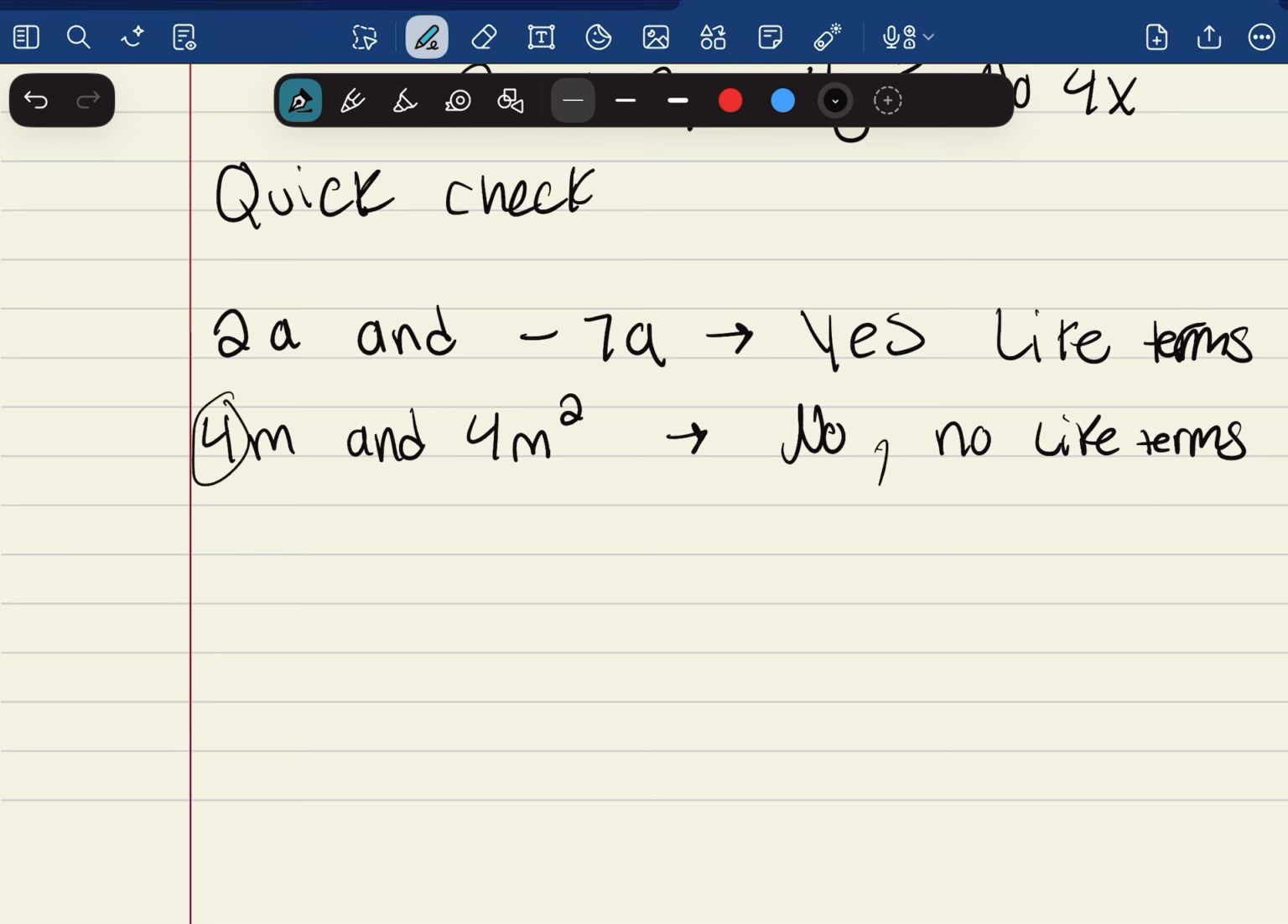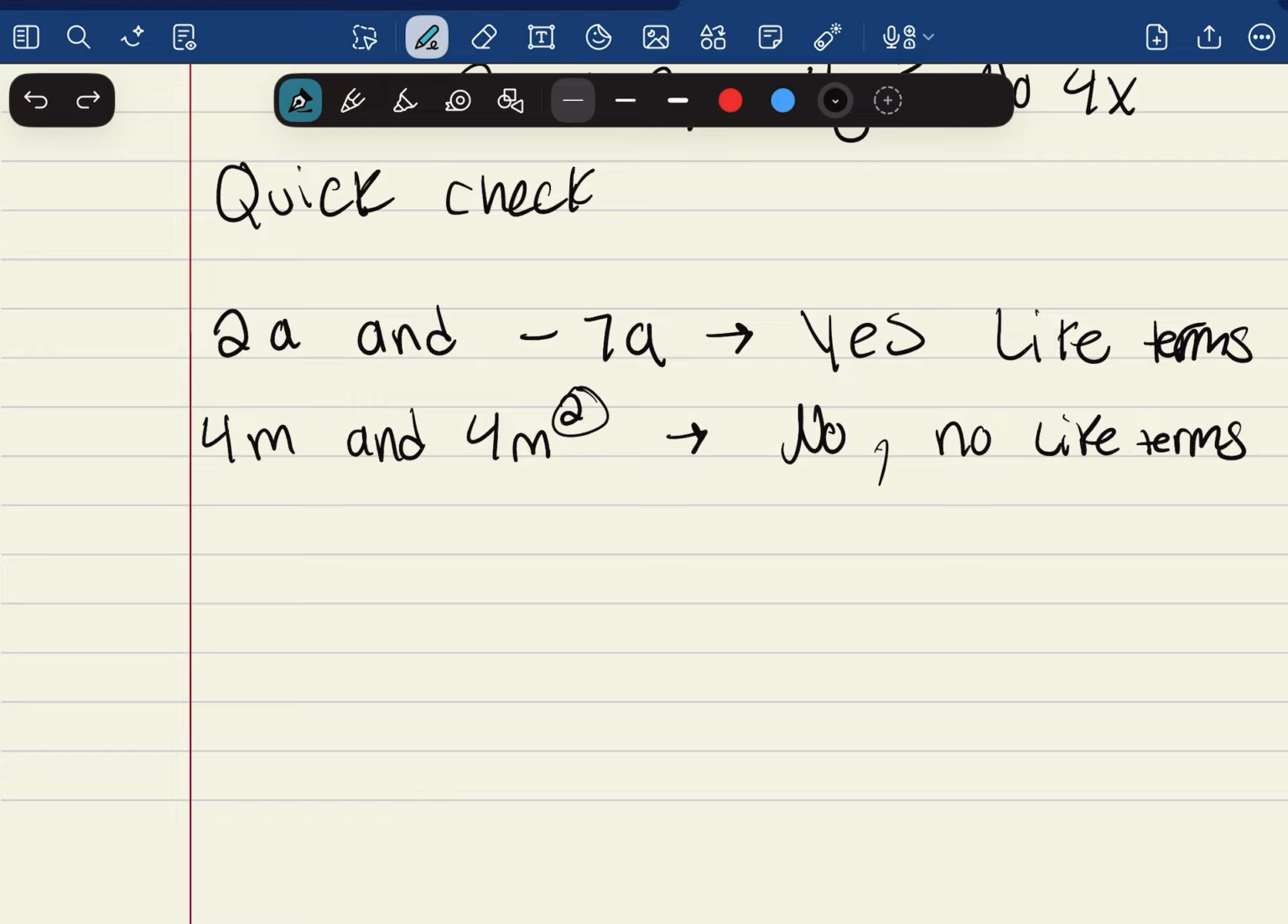Because, yes, we have a number here, and yes, we have the same variable. But do we have an exponent here? Yes. Do we have an exponent here? No. If, let's say, we had cubed here, or m to the power 3 is what most say, would they still be like terms? They would still not be like terms because it's not the same variable. But again, looking at our original, it says 4m and 4m squared, or 4m to the second power. I don't see that here, so they're not like terms.